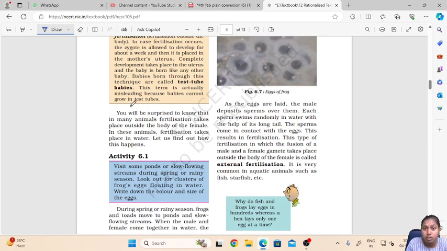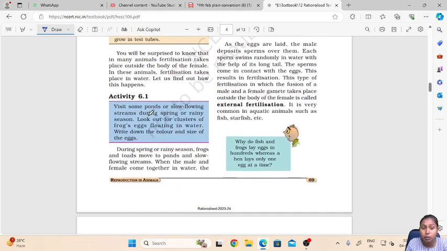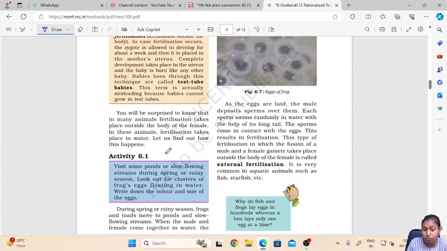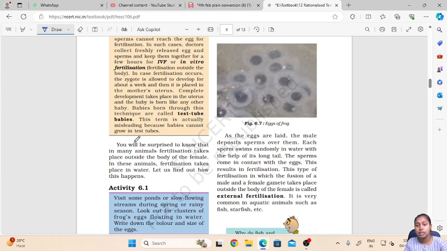So now we have seen internal fertilization. Similarly, there is external fertilization. This mainly occurs in frogs and fishes. So how does it occur? During spring or rainy season, frogs and toads move into ponds or slow flowing streams. When the male and female come together, the female lays eggs.